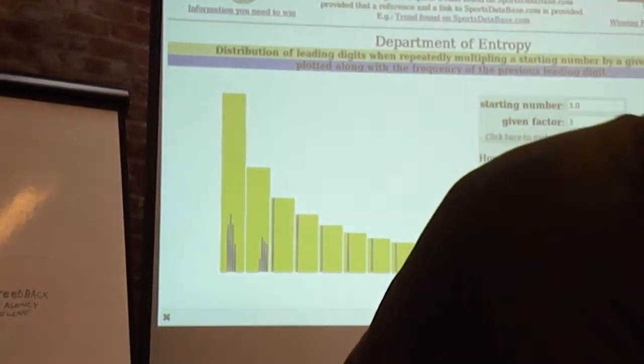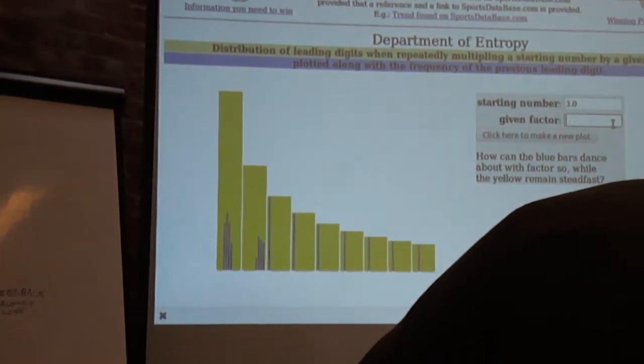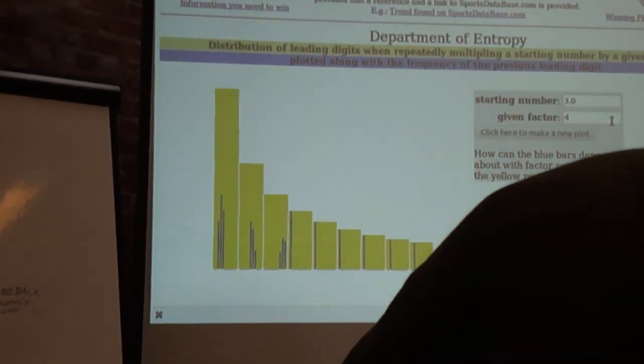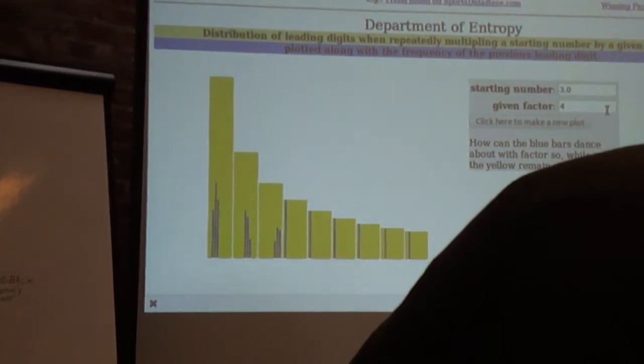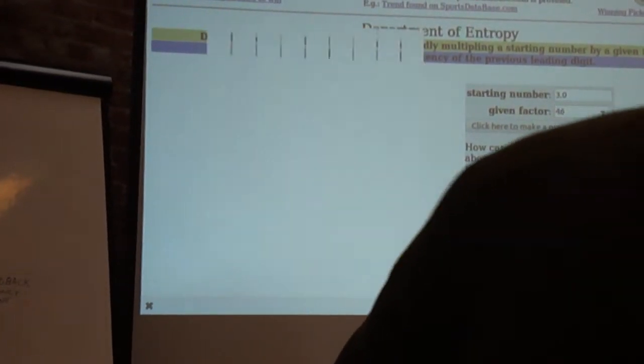The thing that I thought was kind of cute was no matter what the given factor is, the yellow bars just don't budge. They just don't budge at all. This is just the distribution of leading digits. But the way you get there, of course, changes. So the blue bars dance around a bit.